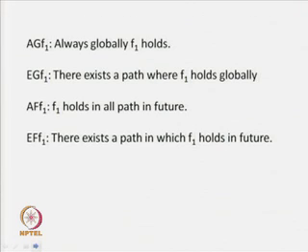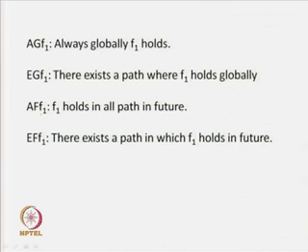A G F1, this is always globally F1 holds. If we are in a particular state, wherever we go in all directions, in all paths, in every state F1 must hold, then we say that A G F1 holds. Similarly, E G F1 is concerned with a particular path. We have several possibilities, but we look at a particular path, and if in all states of this path F1 holds, then we say that in that state E G F1 holds.